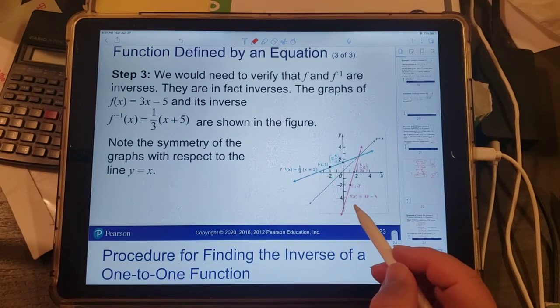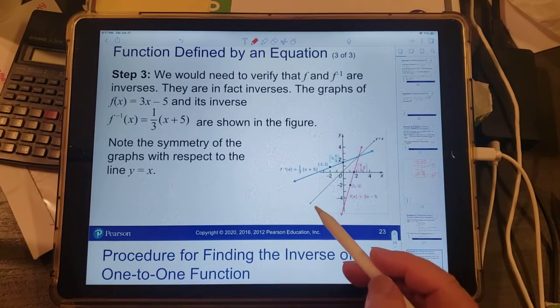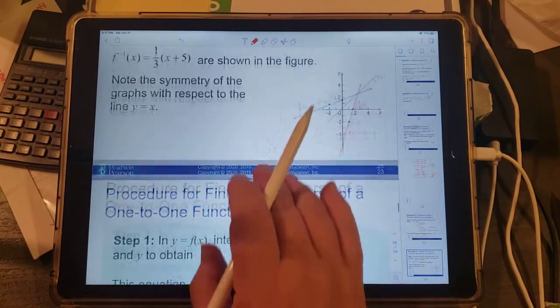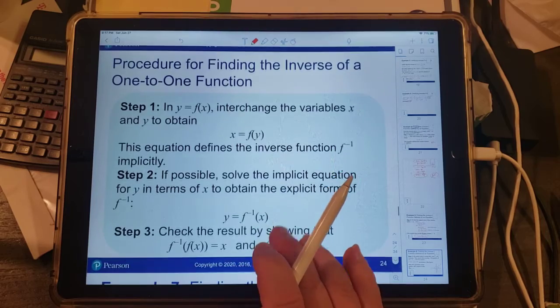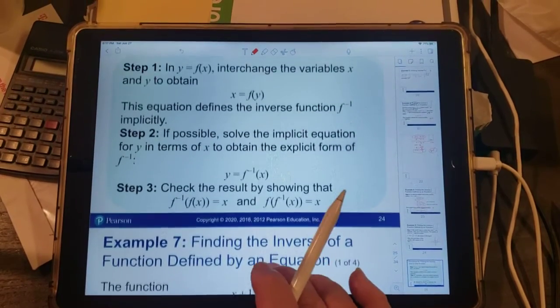No surprise, they're going to have you graph it, and if you do graph it, you'll notice that there are mirror images on the line y equals x. And they test it sometimes.